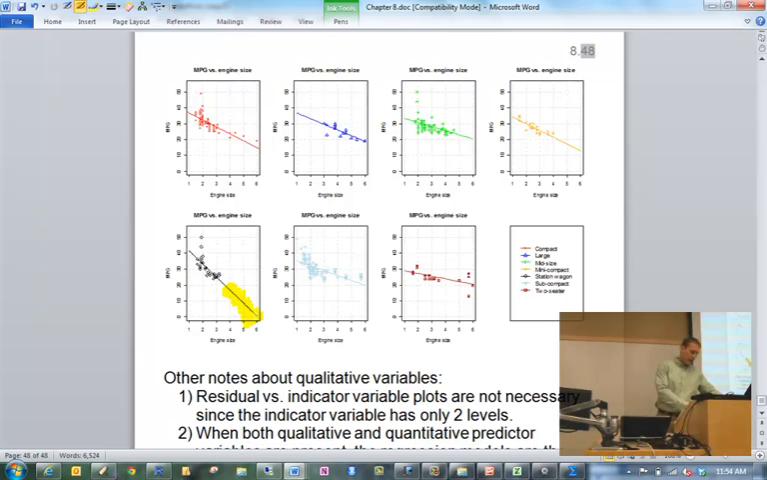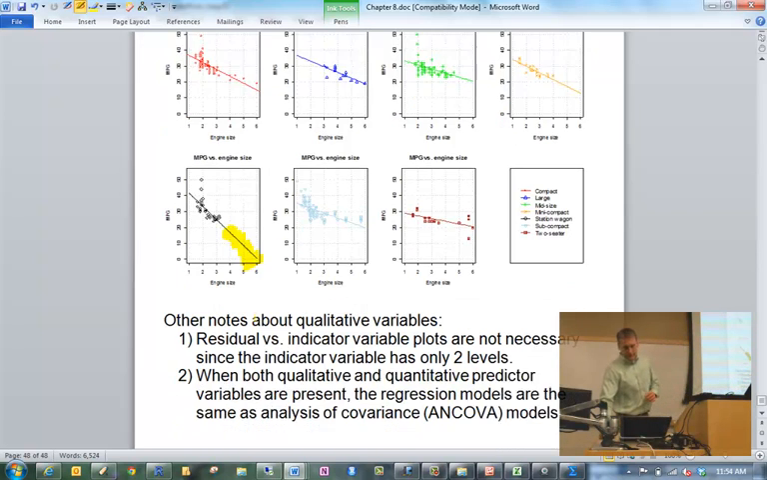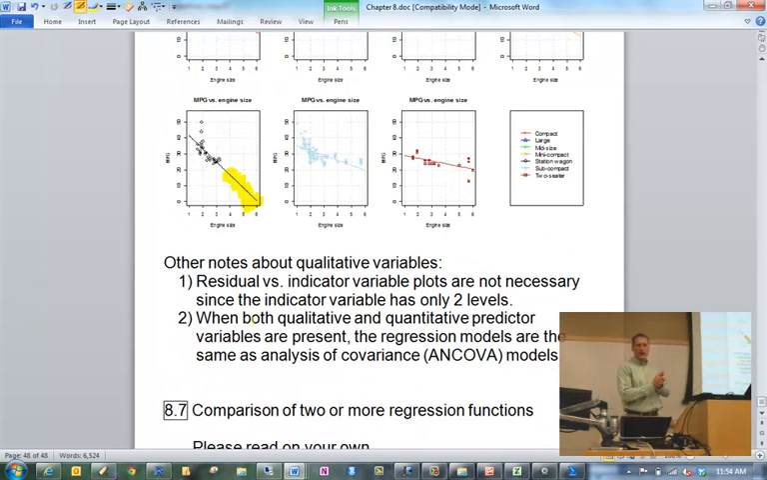Lastly, on page 848, residual versus indicator variable plots are not necessary. First of all, let's talk about these residual plots. Typically we do residual versus predictor variable plots to get a general sense of have we misspecified the form of the predictor variable in the model.